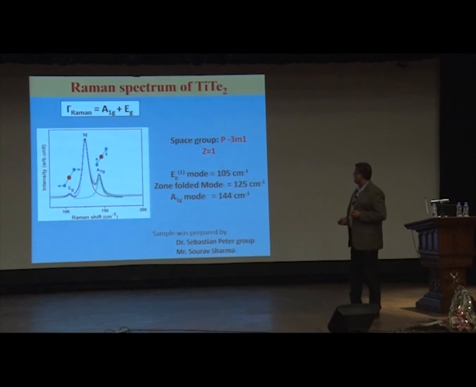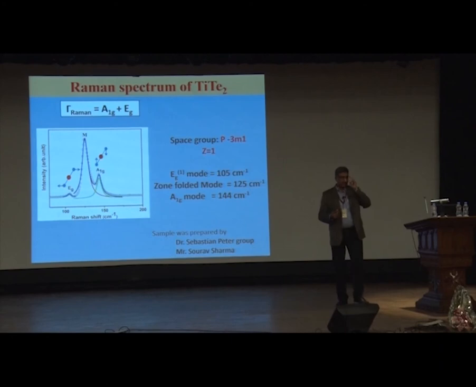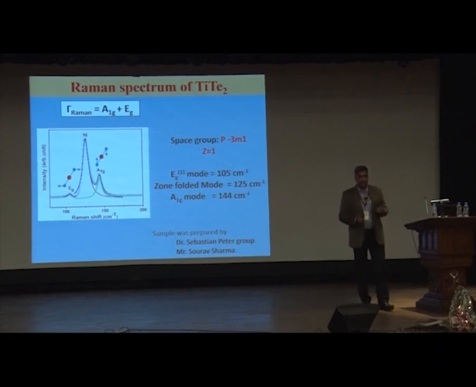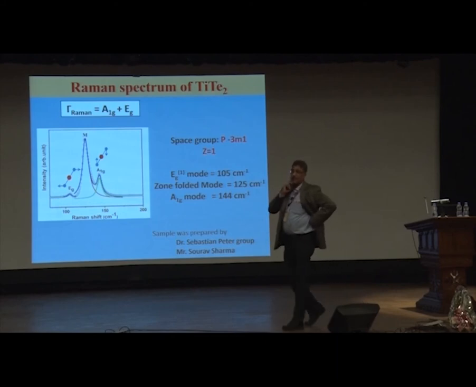So we went ahead and did the Raman, and interestingly, we saw three modes. We do get the EG mode, which is 105 centimeter inverse, and we do get the A1G mode, 144, but there is a very strong peak coming around 125 centimeters inverse. This is again a surprise, and we wanted to check what is existing. Yeah, it is a backscattered measurement.